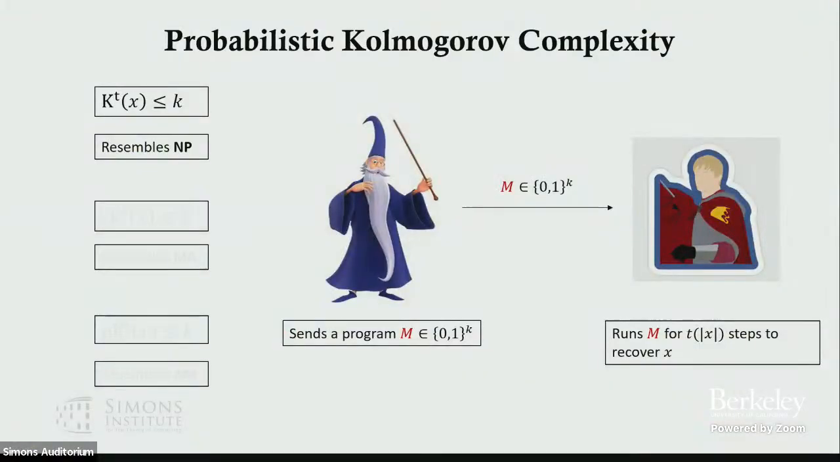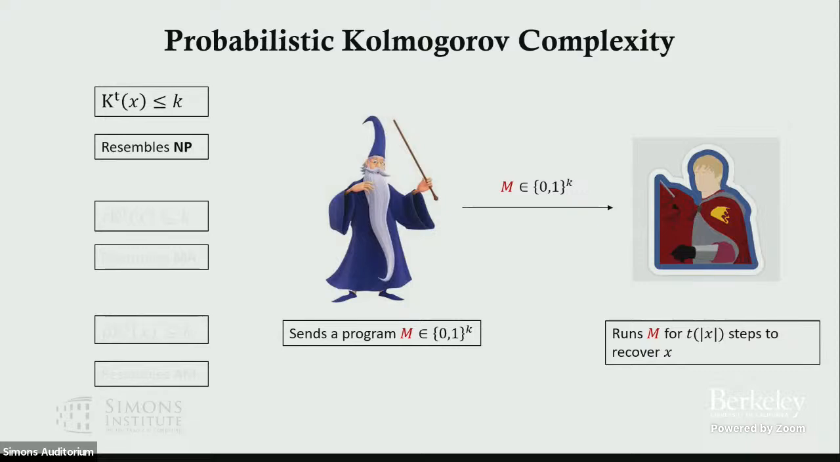Before that, just to make sure we all understand the definitions, let's consider a setting where we have two players, Merlin and Arthur. Merlin holds a string and wants to communicate this string to the other player. The second player is computationally bounded, but Merlin is not. We want to minimize the communication complexity of sending this string or a description of the string. In the first case, suppose the deterministic KT complexity of the string is at most k. Then Merlin can just pick this deterministic program of length k and send it over the channel. Arthur just runs the program for t steps to recover X. So in the case X has a small deterministic complexity, we have a protocol like this.